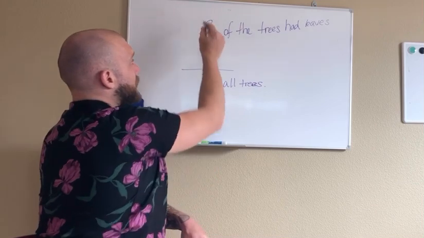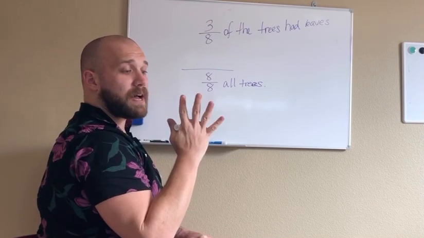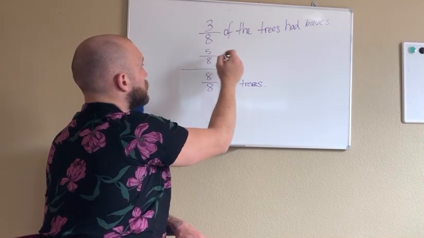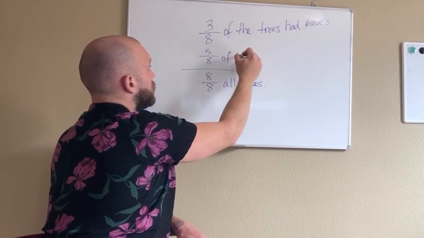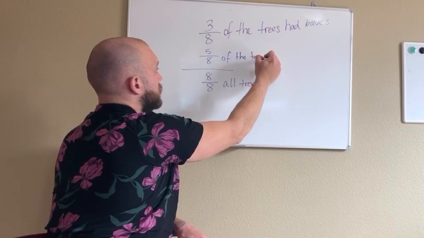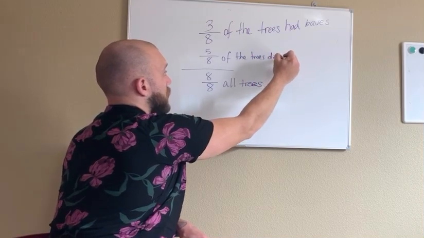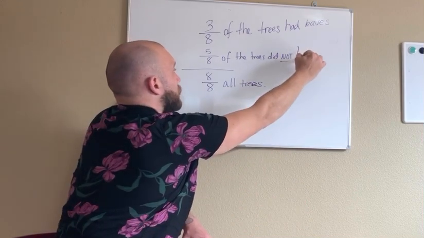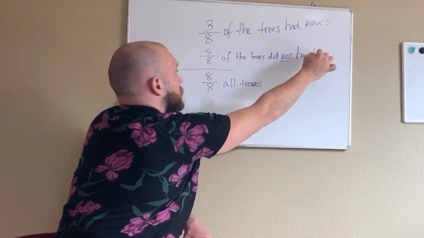So 8 minus 3, 5. 5/8 of the trees did not, that's what we're solving for, have leaves.